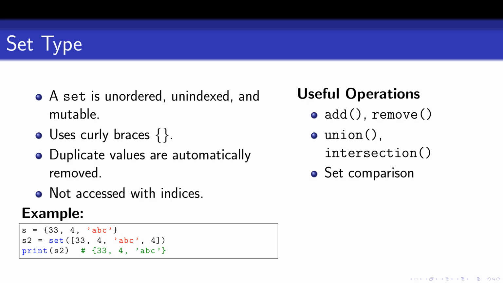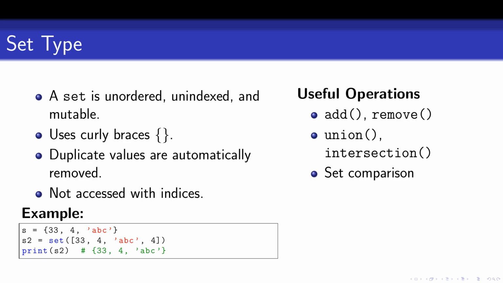A set is another type of container in Python, designed to store unordered, unindexed, and mutable collections of unique items. Sets are created using curly braces or the set function and automatically remove duplicate values. Since they are unordered and unindexed, you can't access elements by position like you would with a list or tuple. However, sets support powerful operations that are useful in many data science tasks, including union, intersection, and set comparisons.